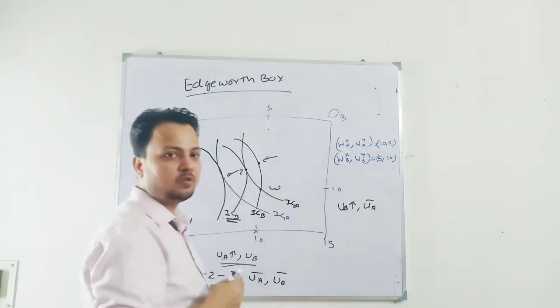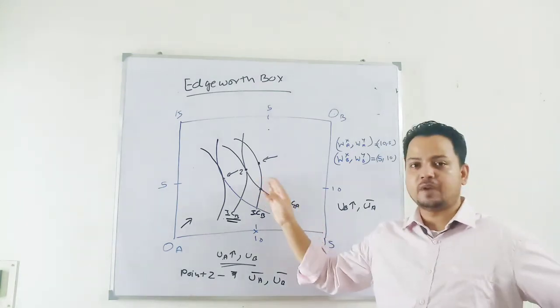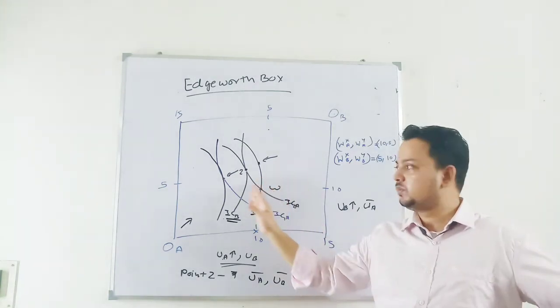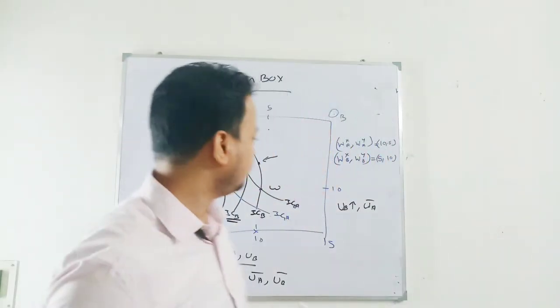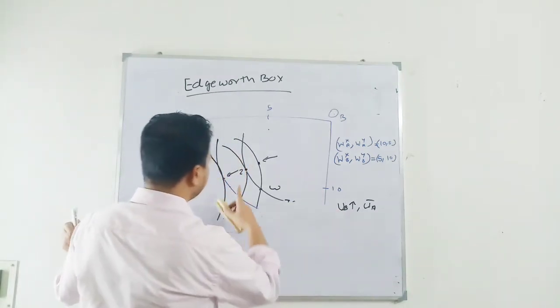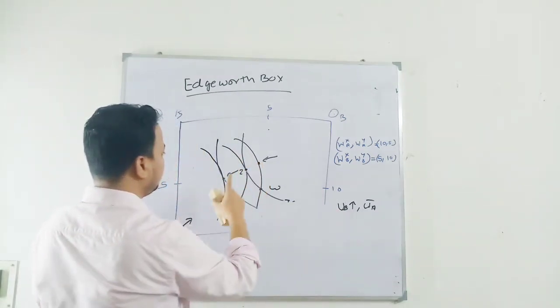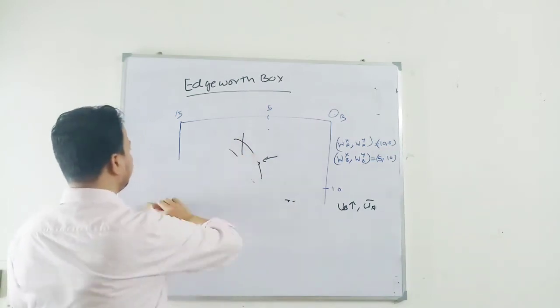What is Pareto efficient? An allocation is Pareto efficient when it is not possible to make someone better off without making another worse off. So you can see at points number 2, 1, 3, on this we can have a Pareto efficient point.